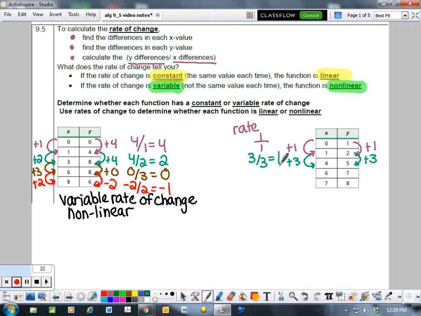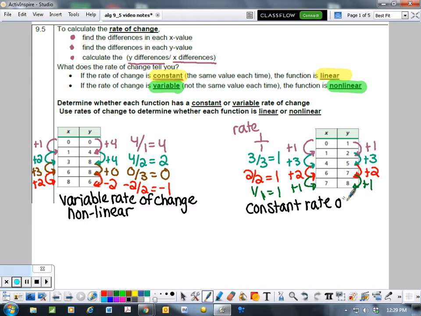So we're good so far. Now I'm going to add 2, and I'm going to add 2. So that rate of change is 2 over 2, which is 1. And then I'm going to look at the last one, which is I'm going to add 1, and add 1, which is 1 over 1, which is equal to 1. Now, since all of those rates of change are the same, this is a constant rate of change, which means that this is a linear function.